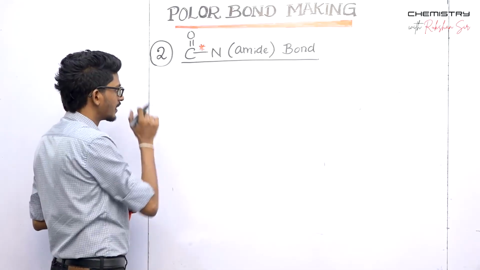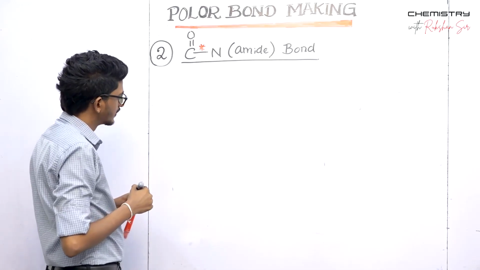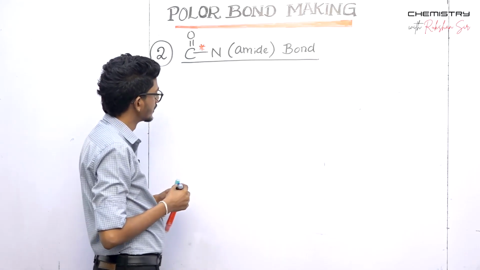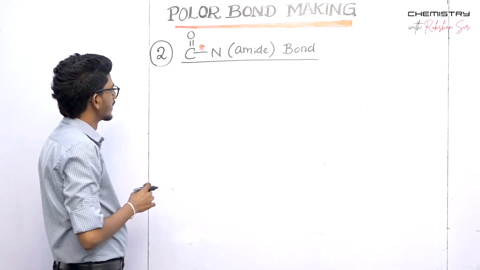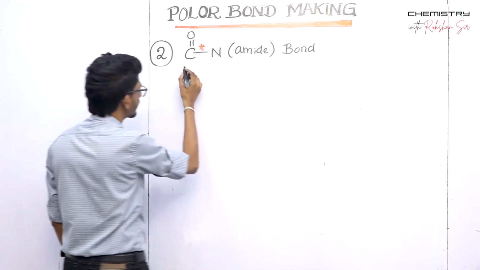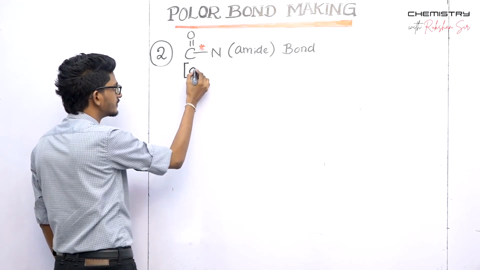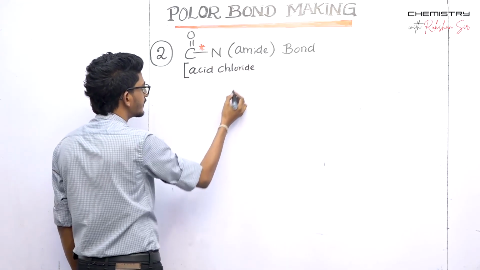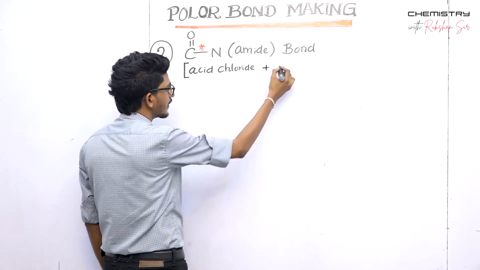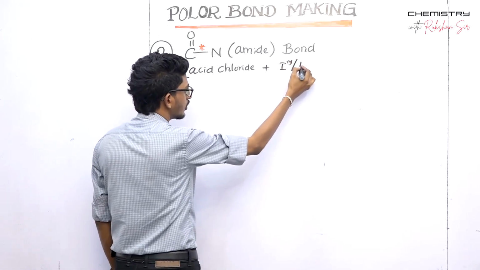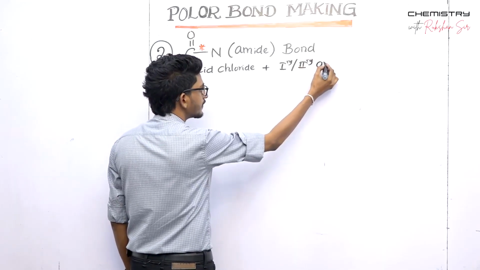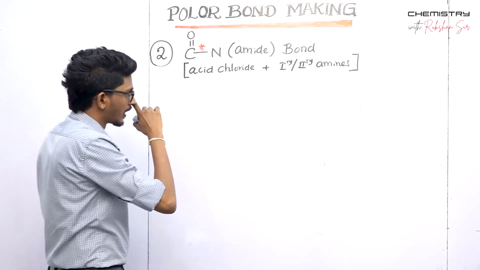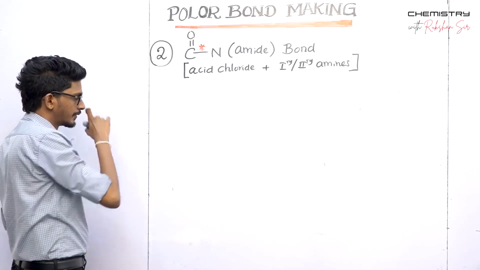To produce an amide bond, first of all you need to come up with the acid chloride. I write like this, right? First you need to come up with the acid chloride. So acid chlorides should be reacted with primary or secondary amines.